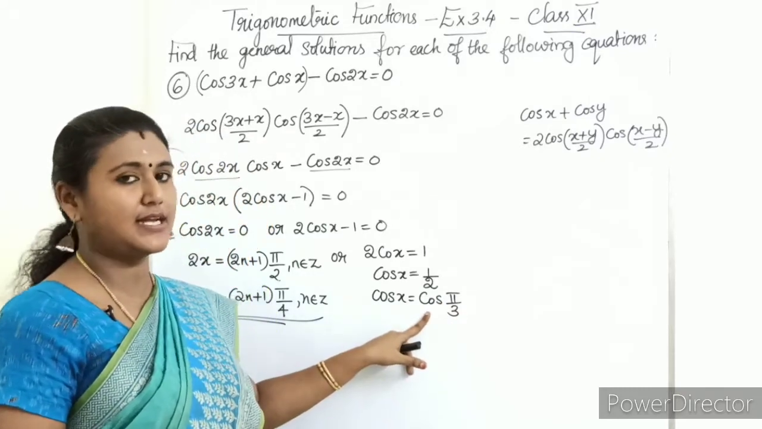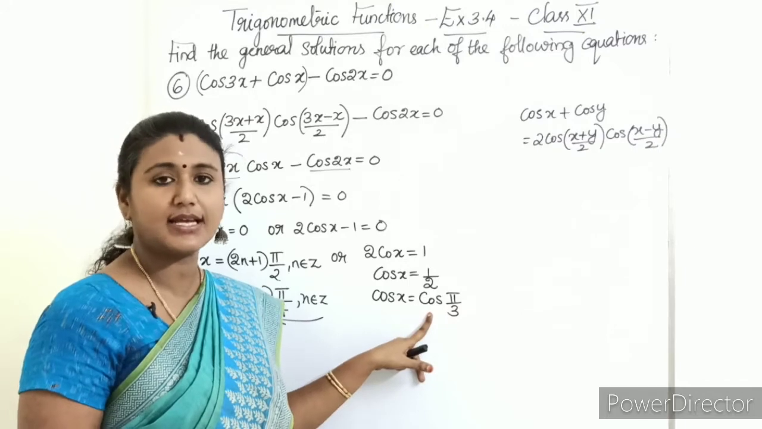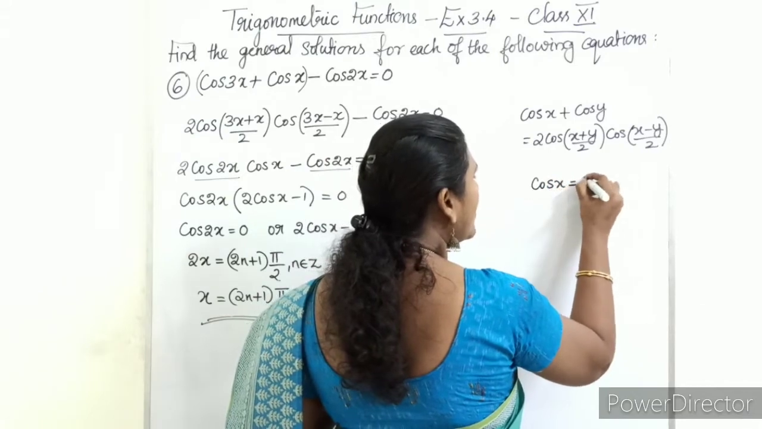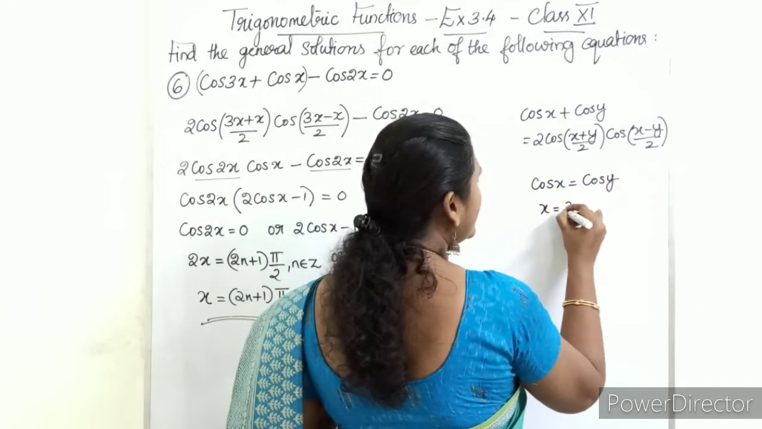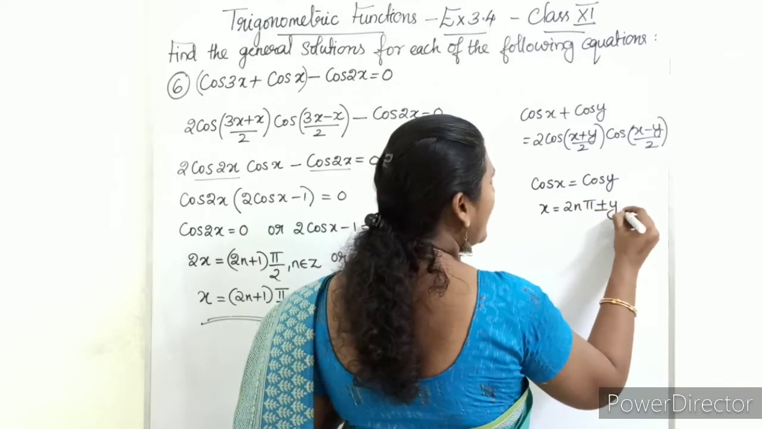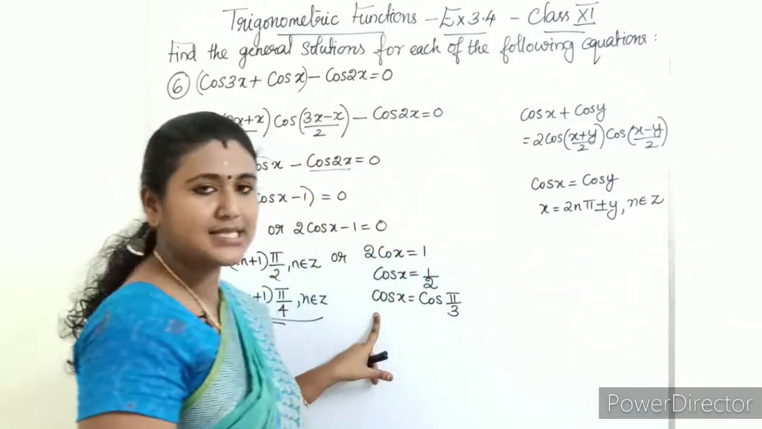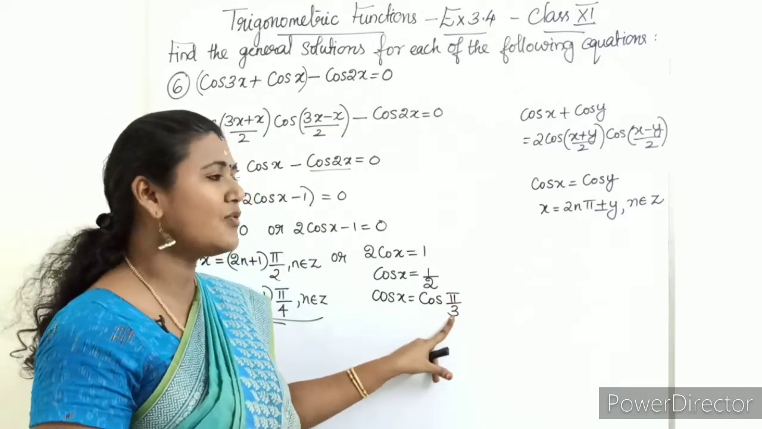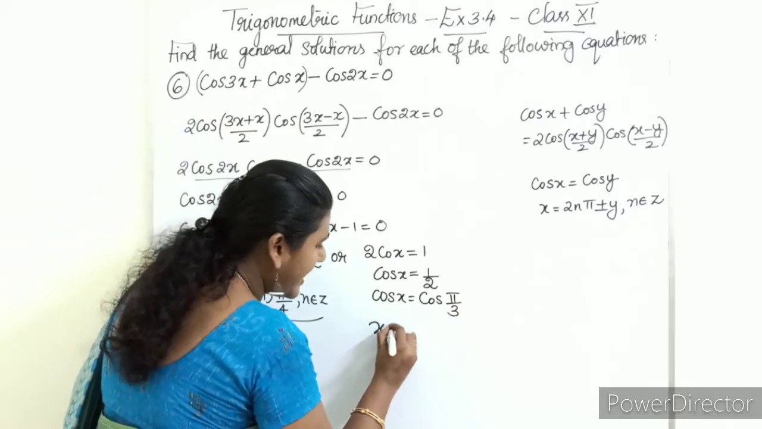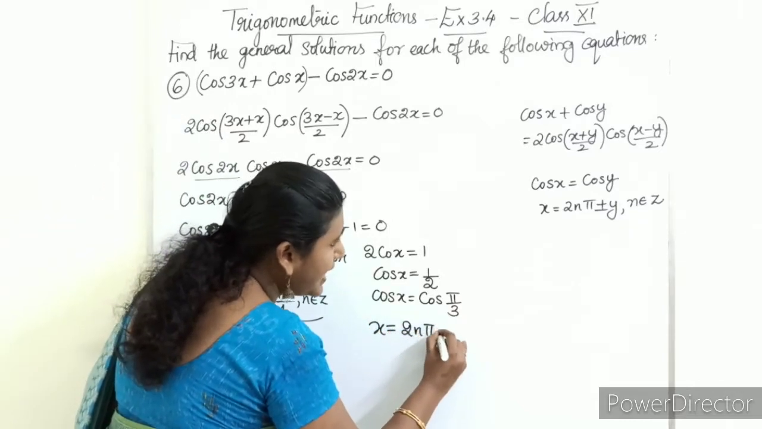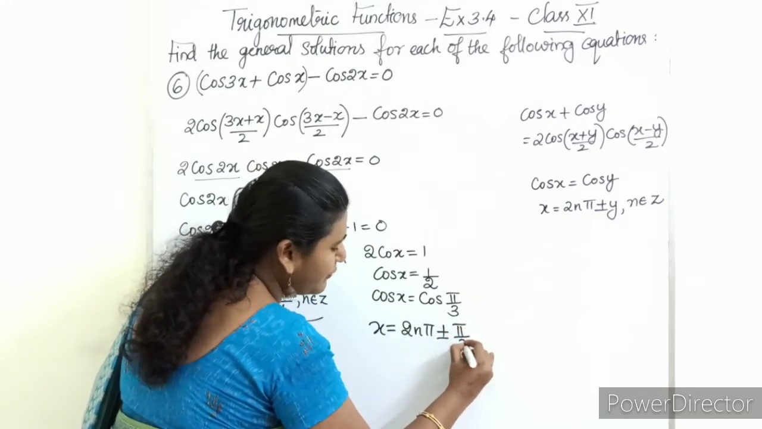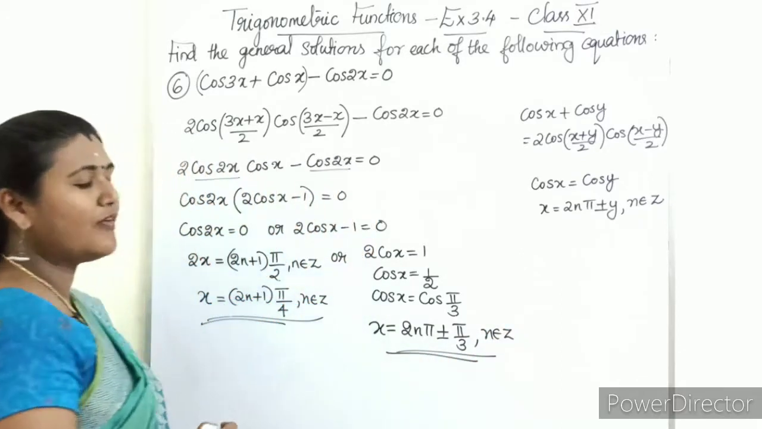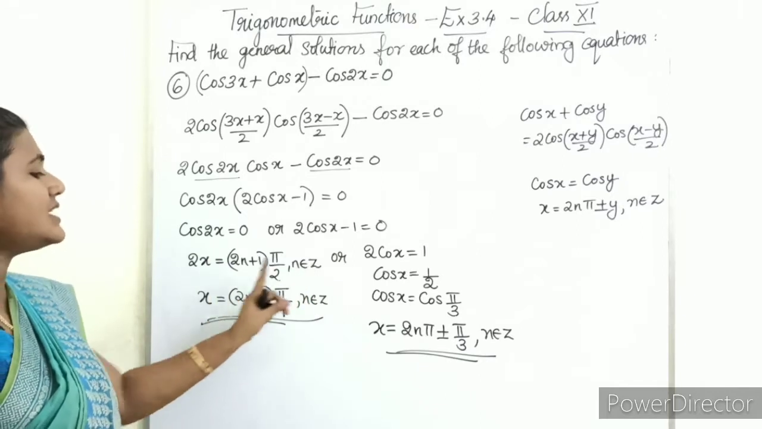Now we will use the theorem. In the previous class we discussed 3 theorems for finding the general solution. In that we studied: if cos x is equal to cos y, then x is equal to 2n pi plus or minus y, where n belongs to Z. Here cos x is equal to cos pi by 3, so in place of y we have pi by 3. So x is equal to 2n pi plus or minus pi by 3, where n belongs to Z. So we got the value of x in each equation. This is the general solution.